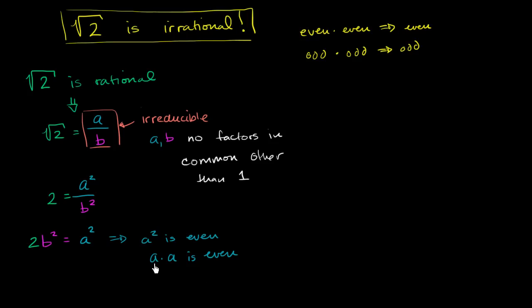So we have a number times itself. We got an even number. Well, the only way to get that is if that number is even. So this tells us that a is even. And another way of saying that a is even is to say that a can be represented as the product of 2 times some integer, so let's say some integer k.